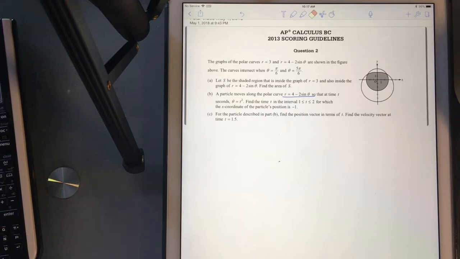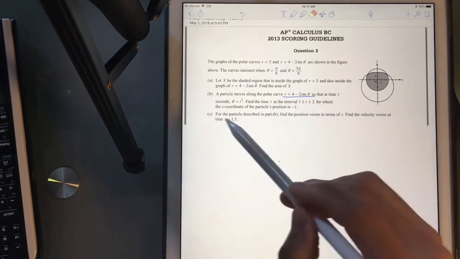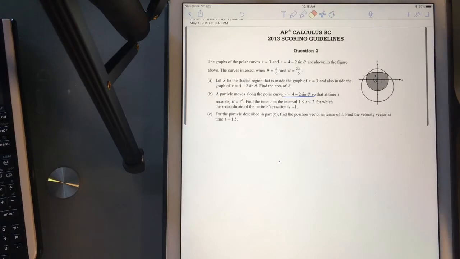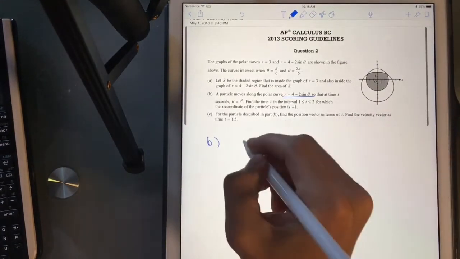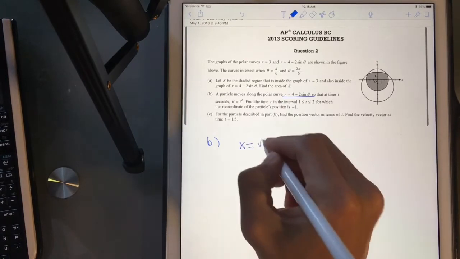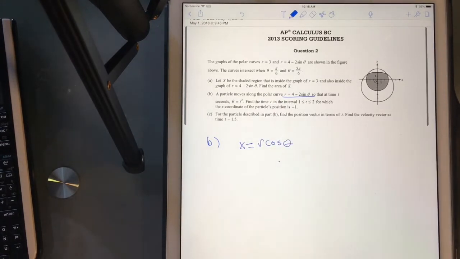A particle moves along the polar curve r equals 4 minus 2 sine theta, so that at time t, theta equals t squared. Find the time t in the interval for which the x-coordinate of the particle's position is -1. Now, if we remembered correctly, you get to memorize this. X equals r cosine theta for polar graph. For the polar chapter, I mean.